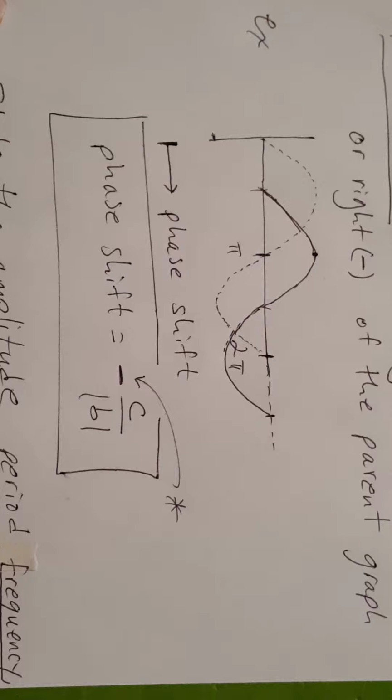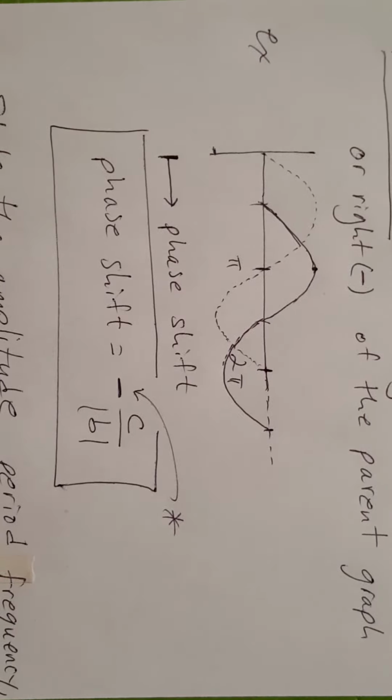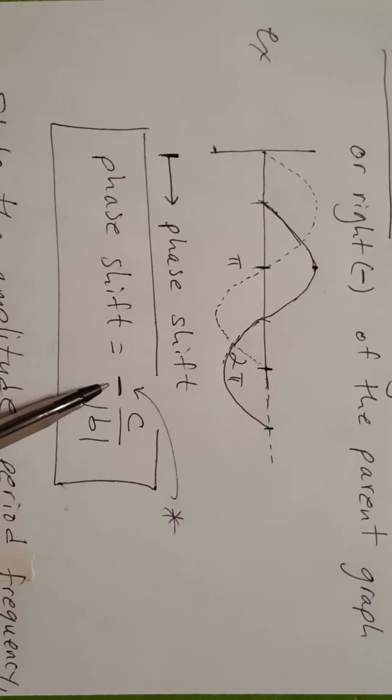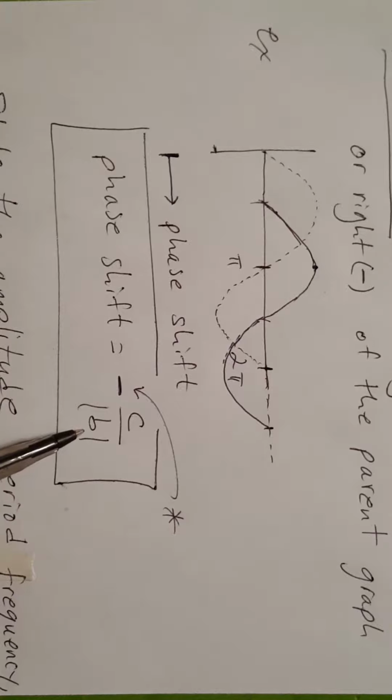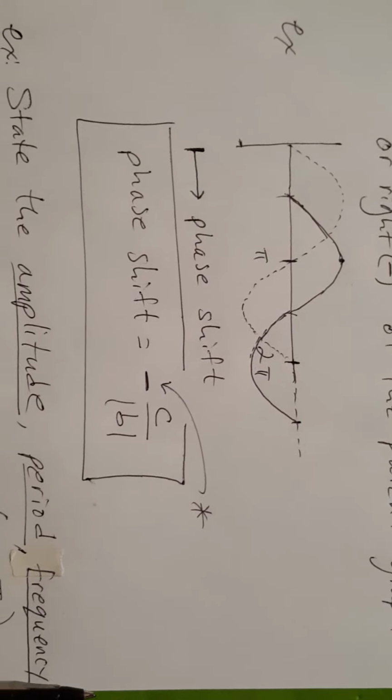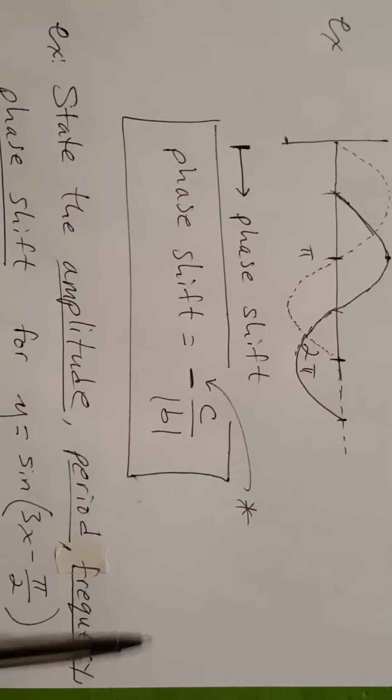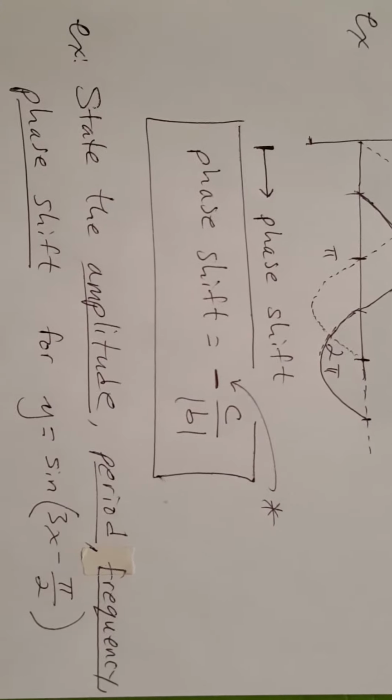So how do you find the phase shift? By just looking at the function. It's negative c over absolute value of b. Okay, so let's put all that together in one example.